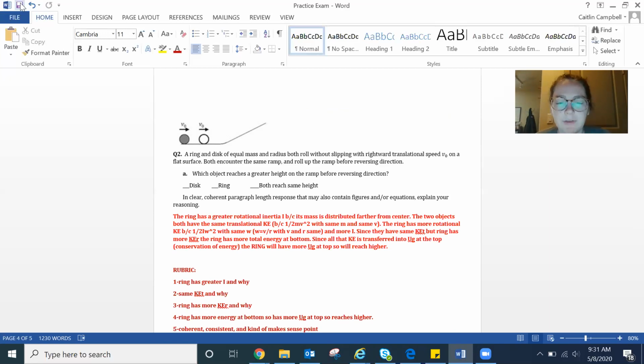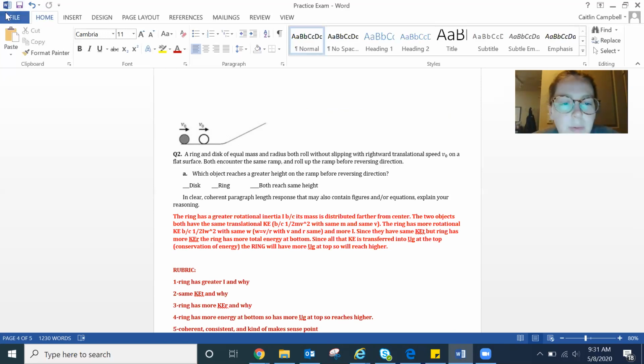Now, I would definitely be thinking about energy here because we are going to be rolling. So we've got the kinetic, rotational and translational, and then it's going up a ramp, which means it's going to a certain height, right? So that's going to be potential. So we're definitely thinking conservation of energy.